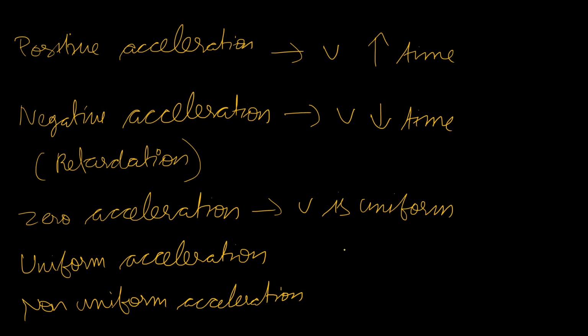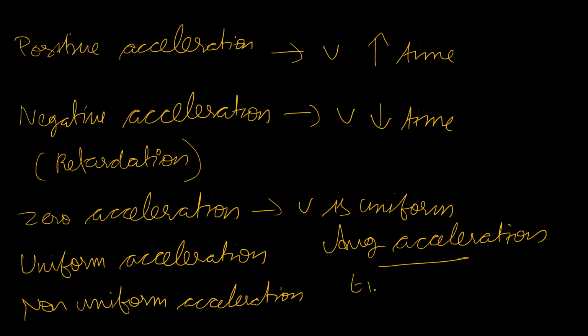Okay. The next one we need to know about is average acceleration. If a particle is accelerated for a time t1 with acceleration a1, and for a time t2 with an acceleration a2, then the average acceleration, denoted as a_av, is equal to a1 t1 plus a2 t2 by t1 plus t2.